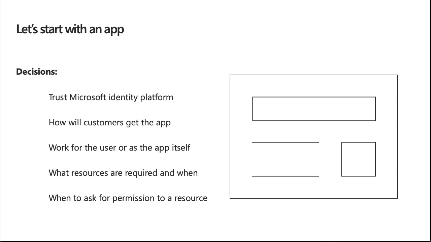You as the developer have a number of choices to make, and the choices you make are driven by the requirements for your application. Developers have to decide the following things. How will customers get the app? Should the app do work on behalf of the user or as the app itself? What resources are required by the app and when are they needed? And finally, when should the app ask the user for permissions to a resource?